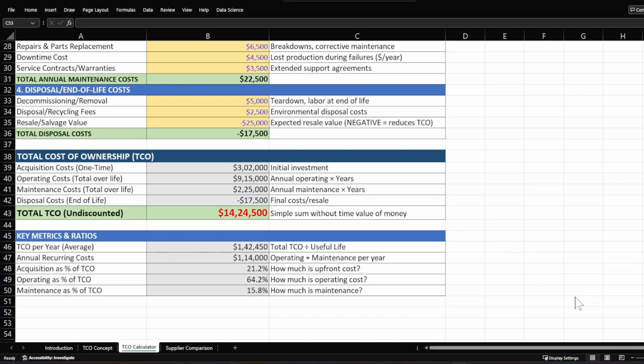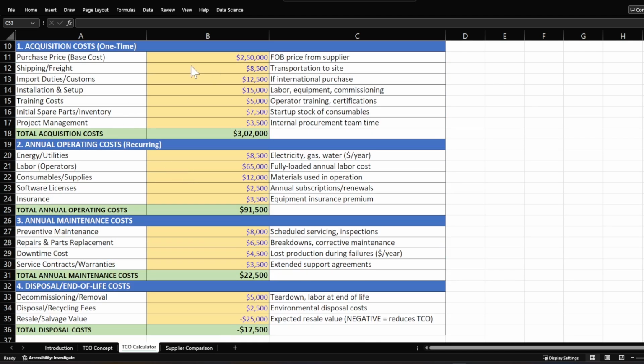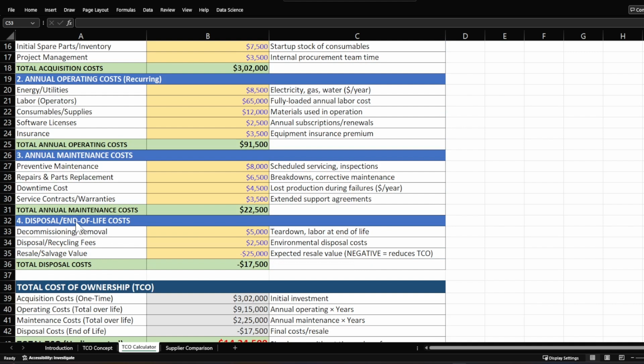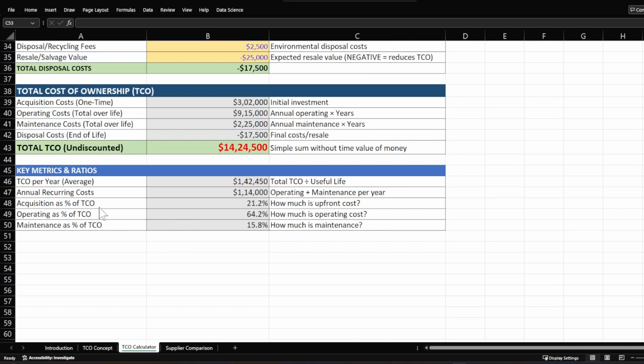Today we are going to discuss total cost of ownership. We will be discussing what the components of total cost of ownership are, like acquisition cost, operating cost, maintenance cost and disposal or end of life cost, and how to calculate the total cost for a particular procurement. There are certain KPIs which we are going to discuss, like TCO per year, annual recurring cost, acquisition as a percentage of TCO, operating cost as a percentage of TCO, and maintenance cost as a percentage of TCO.